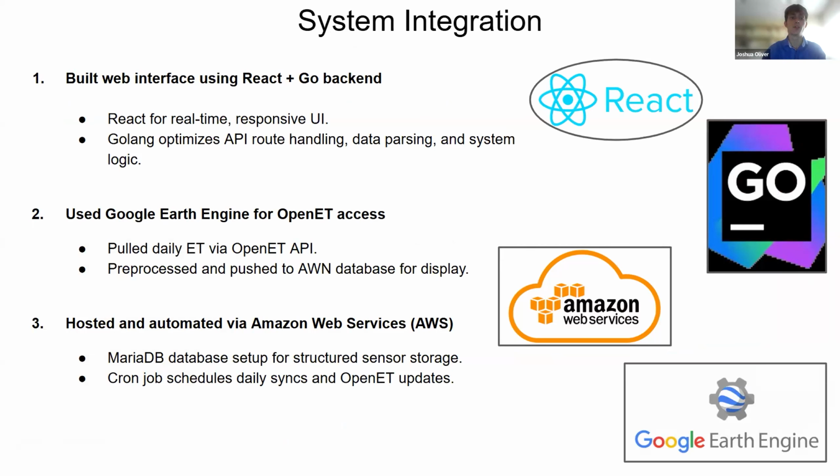We did have to go through Google Earth Engine in order to actually pull the data from OpenET. But once we had that configured and set up, we were able to process that data and store it into our AgWeatherNet database for later display on our web page. This database was through MariaDB and was hosted on Amazon Web Services. There is also a cron job that was scheduled to synchronize that database with daily values, so everything stays fresh and dynamic, and we don't have to do it manually. A cron job is essentially a script that's scheduled to run at a specific interval, so it's an automated process.